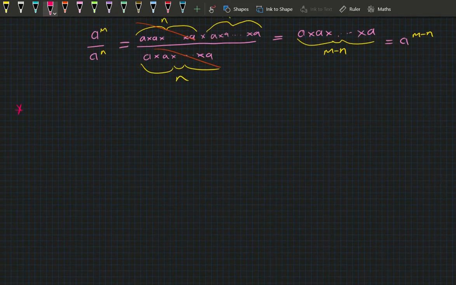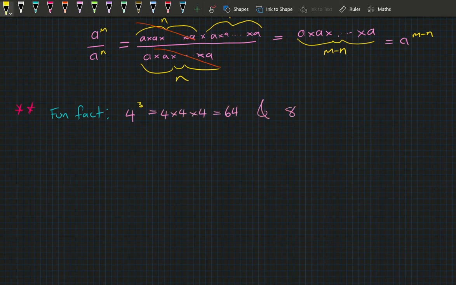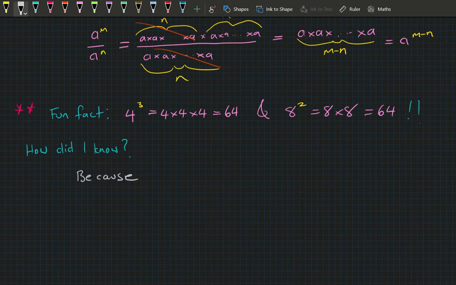So here's a fun fact. 4 to the power of 3 equals 4 times 4 times 4 equals 64. And at the same time, 8 squared, which equals 8 times 8, is also equal to 64. So how did I know that? Well, 4 is equal to 2 to the power of 2, and 8 is equal to 2 to the power of 3.